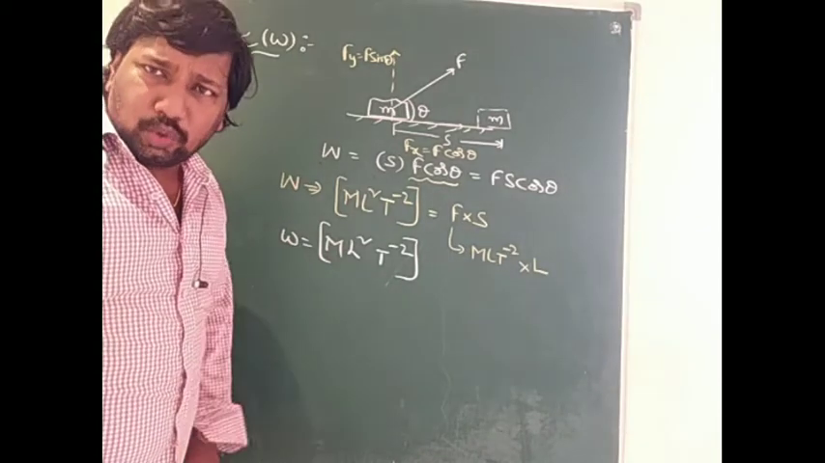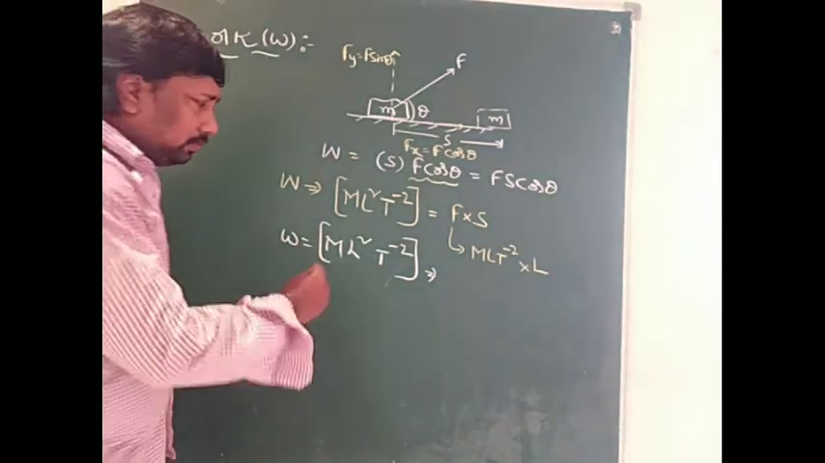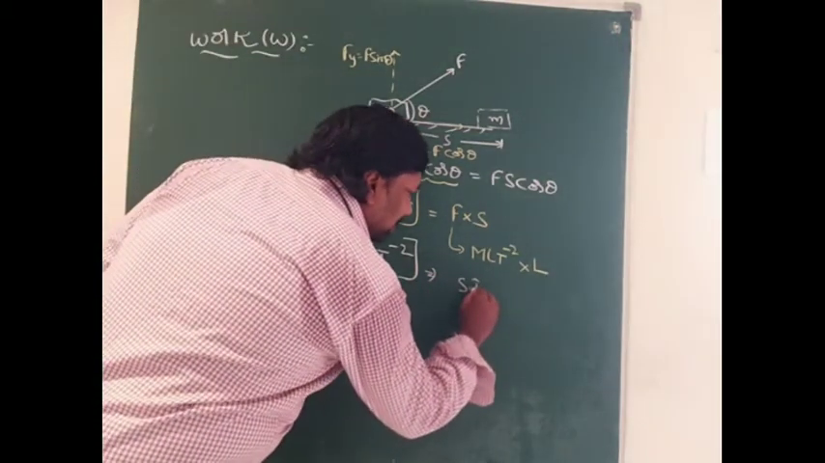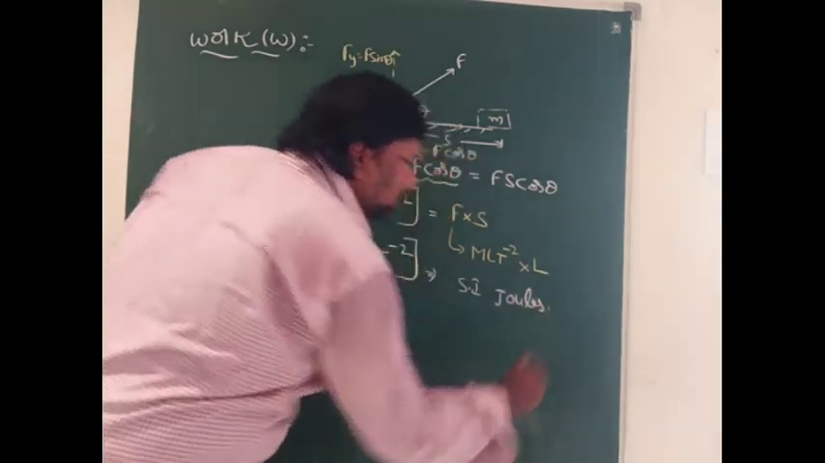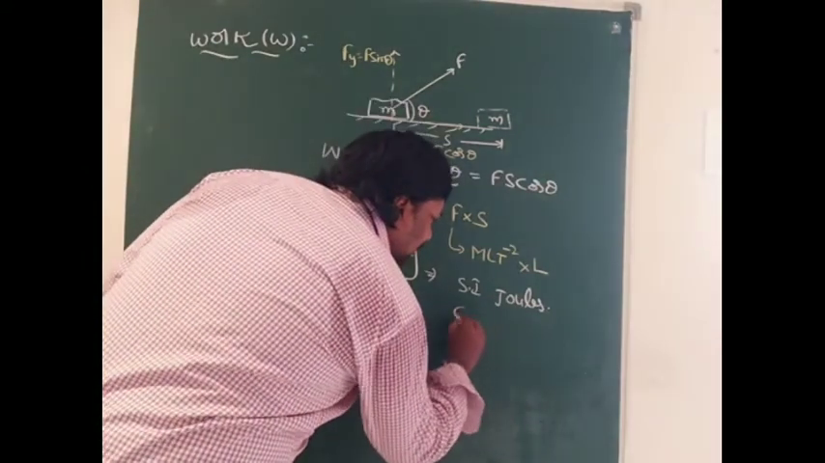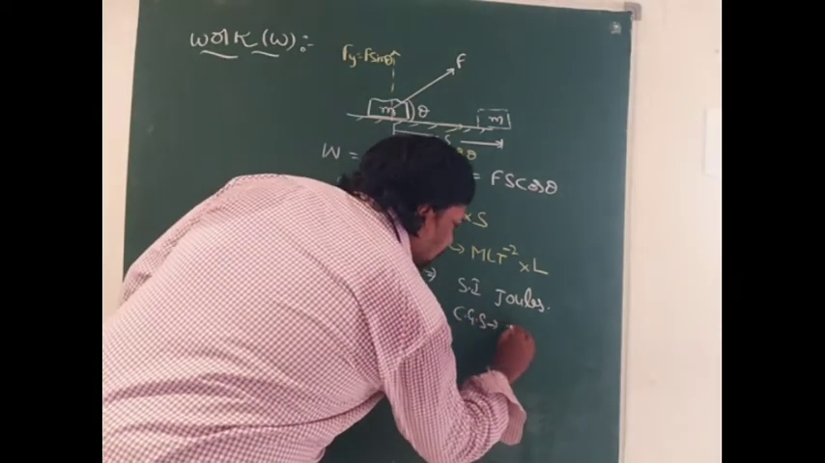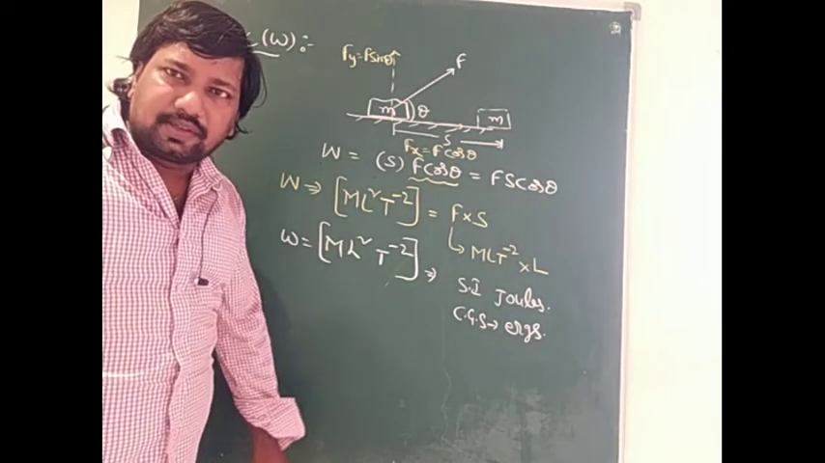Now what are the units? The SI unit is joules. The CGS unit is ergs.